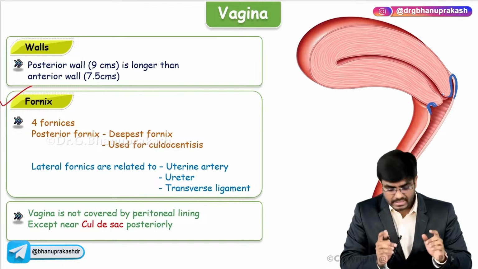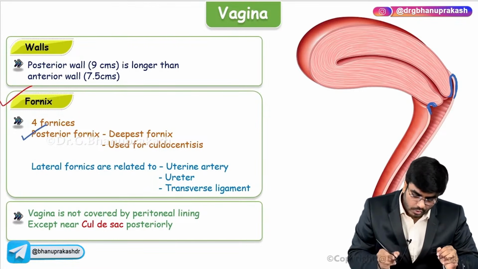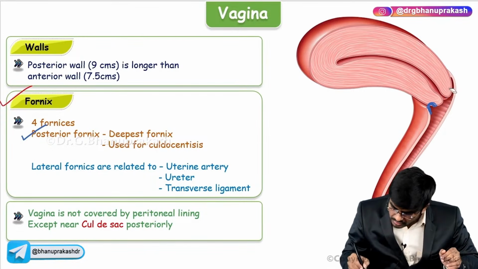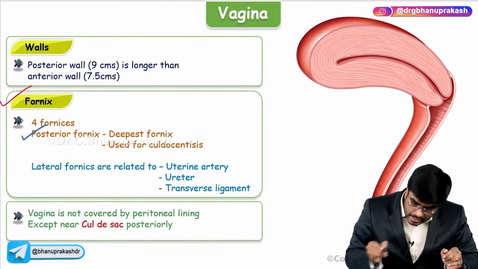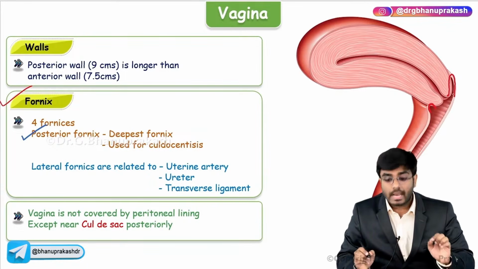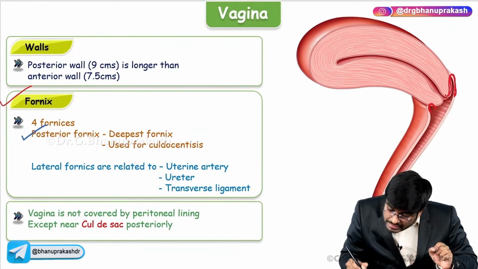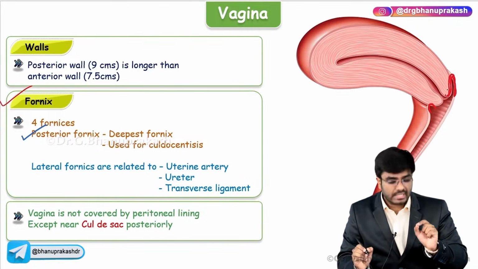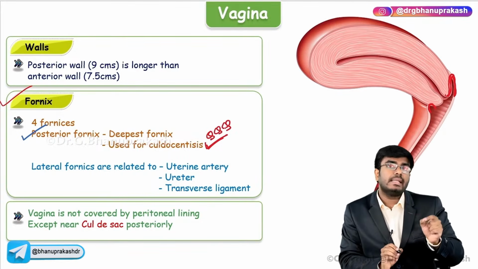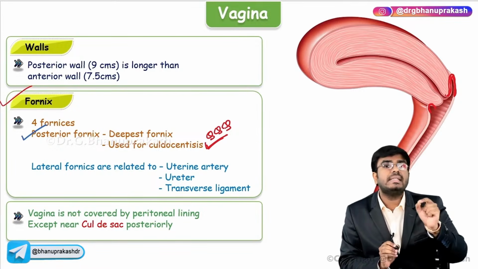What are the important points? Guys, the important points are with the posterior fornix. The posterior fornix is the deepest fornix, and the anterior fornix is the shallowest. Now this posterior fornix is especially used for culdocentesis. So culdocentesis is preferably done in the posterior fornix, and the posterior fornix is the deepest fornix.